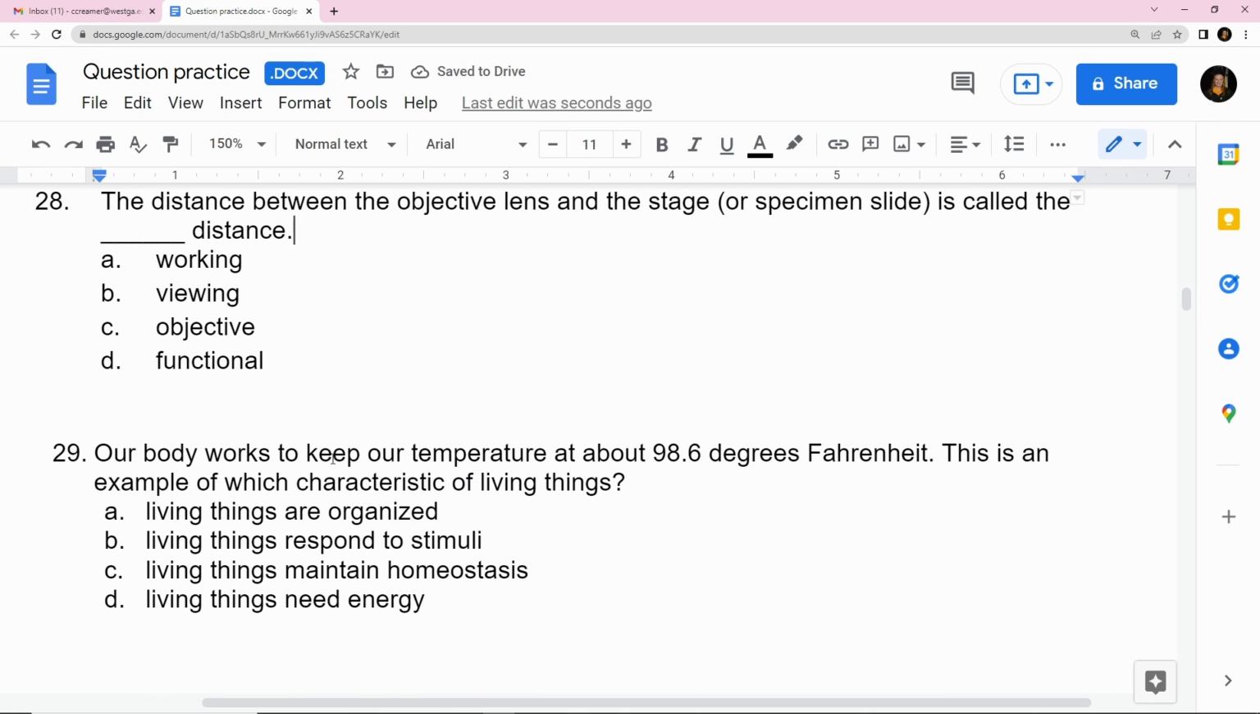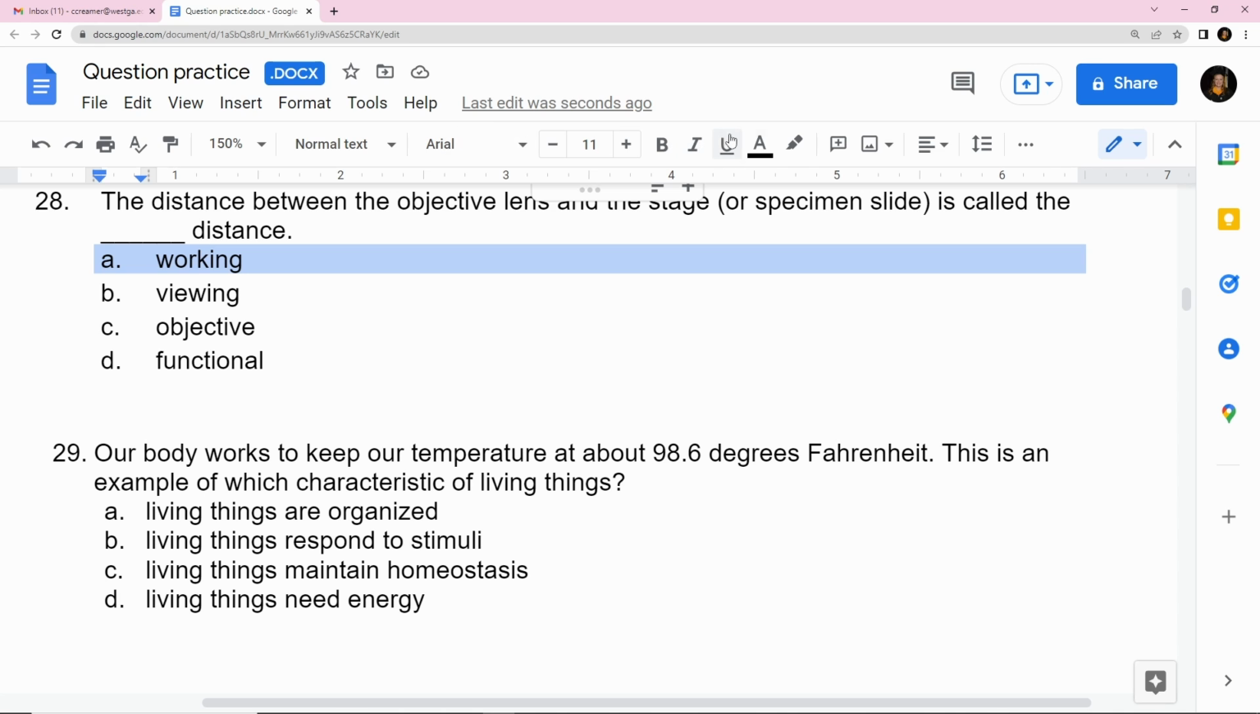Question 28. The distance between the objective lens and the stage or specimen slide is called the blank distance. Working, viewing, objective, functional. If you said working, you would be correct.